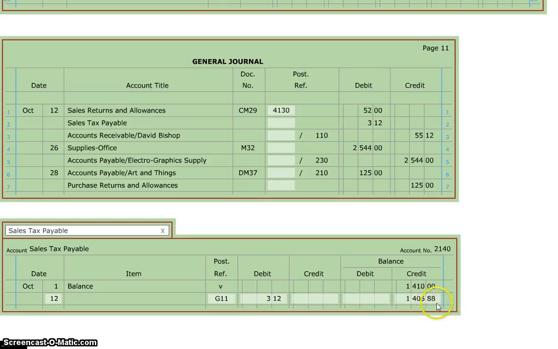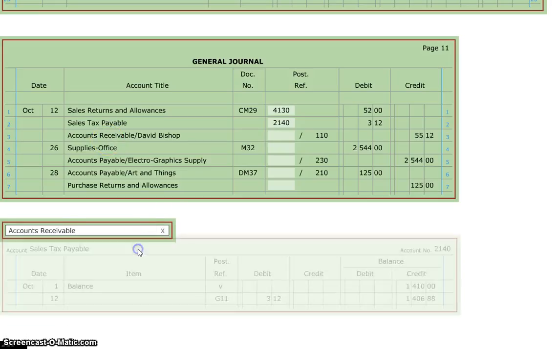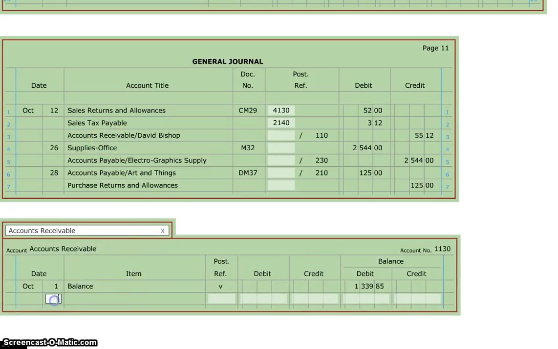And it's still a credit balance. We take the $21.40, plug it in here to show we posted. And our last one for the 12th is the accounts receivable, so we're going to open up our accounts receivable. Still on G11, and we have a credit of $55.12.